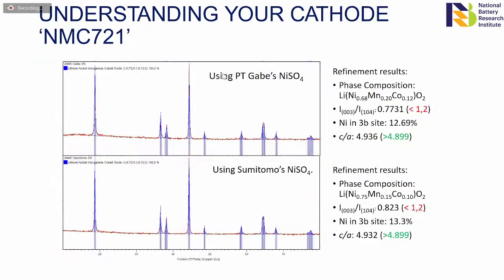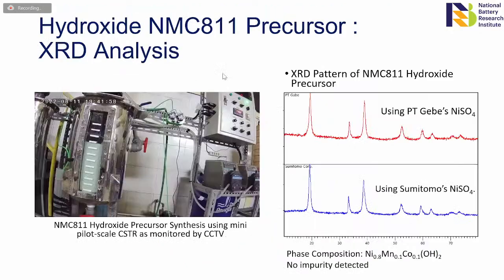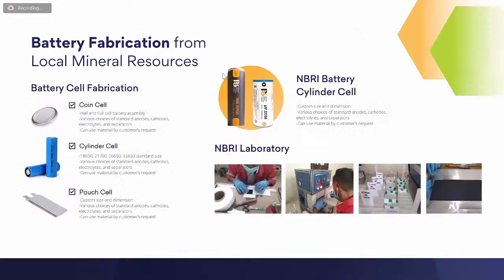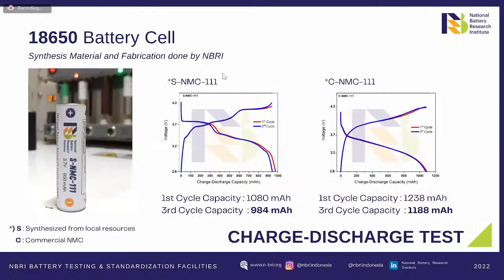And then we show also the refinement. This is the X-ray actually, yes. And then we develop 811 also, and finally we make the pouch cell or also a cylinder cell, and then we can study the charge discharge. But of course, this kind of study does not finish here.